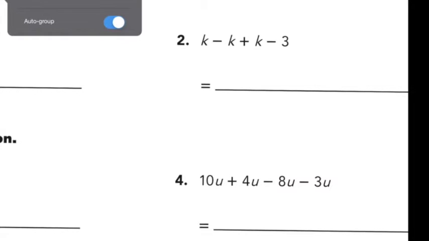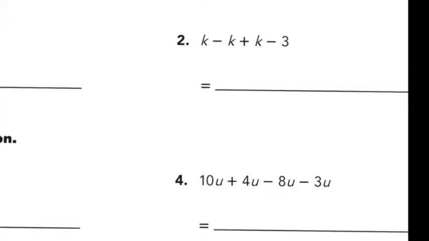What we need to do is, like in class I told you, box it out. So when you box out any number or variable, you take the sign with it. When I box these out, I have k, then minus k, plus k, minus 3. So I have k minus k, which is 0. So you have k minus 3 left.